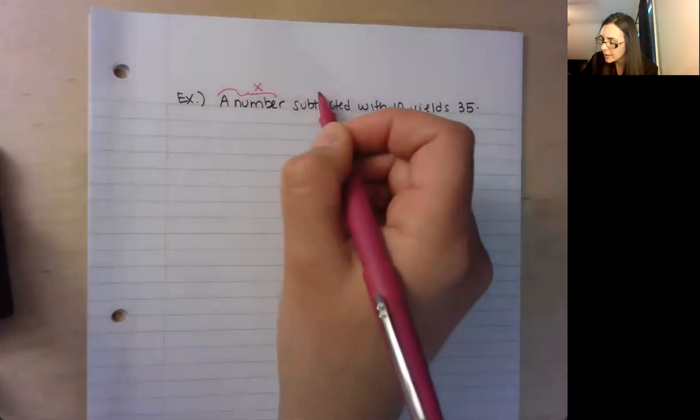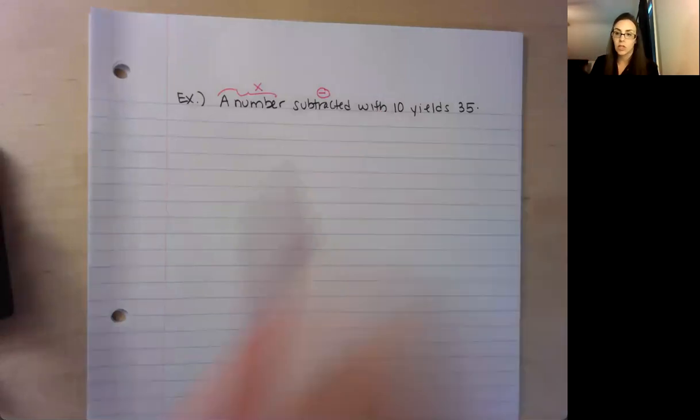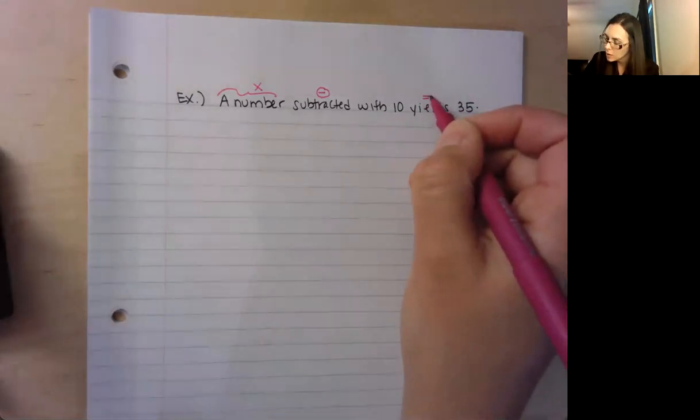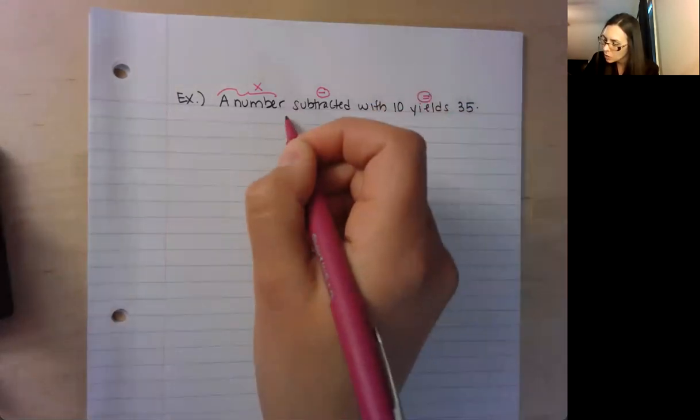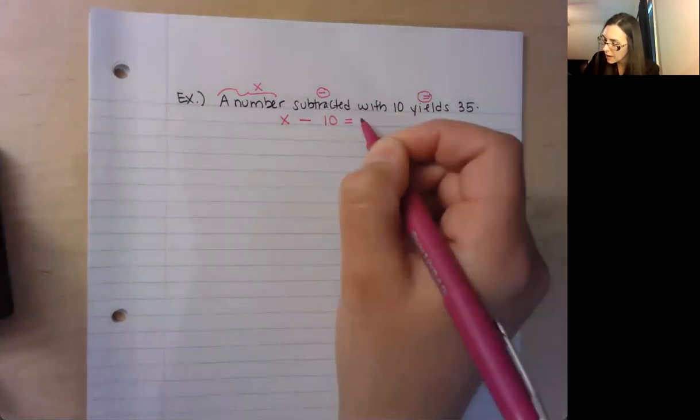Subtracted is obviously subtracted. Now this word is with, it doesn't say from. So subtracted with is just the word with. So we're just doing a regular subtraction problem. And that word yields does mean equals. So a number subtracted with 10 yields 35.